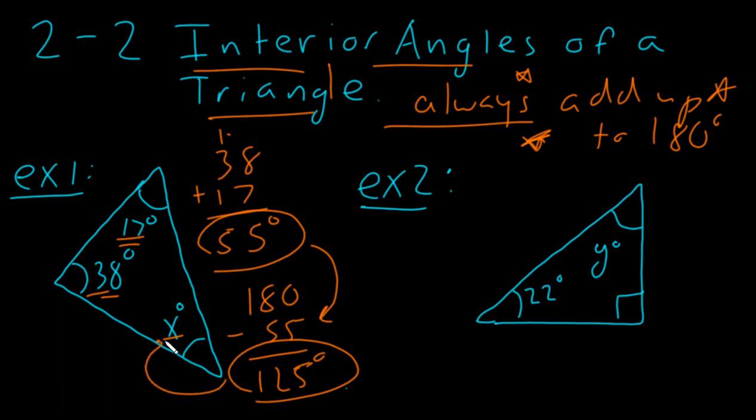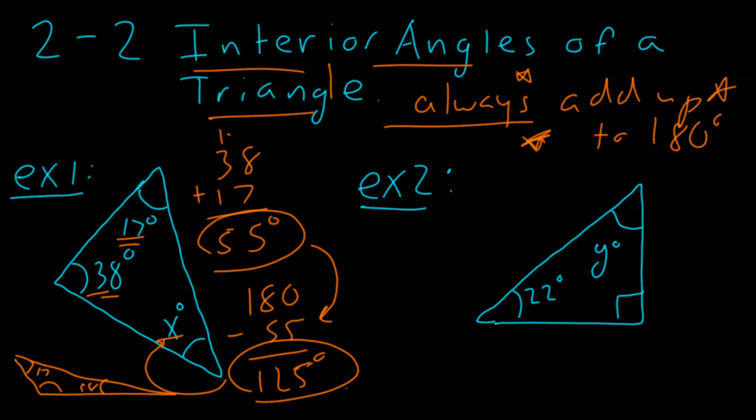Now, as always, you should assess, did Mr. Hastings draw this picture correct? And the answer is no. This triangle would actually look something like this, where, okay, there's 17, and okay, there's 38, and then you get this big, obtuse angle, 125. Now, bad, Mr. Hastings. All right, let's move on to example number 2.